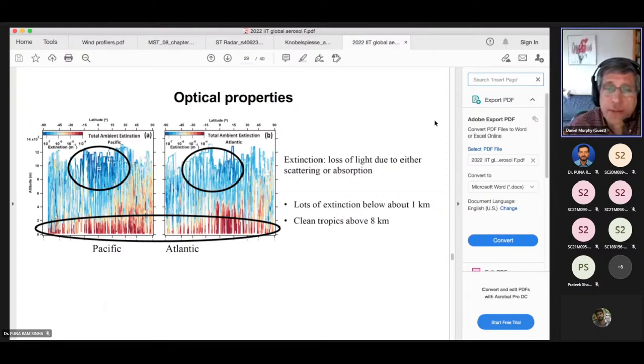So what do you see in some of the extinction values? You see lots of extinction below about 1 kilometer. The atmosphere is haziest near the surface. And again, this is a log scale in the color. So by a large margin, the haziest atmosphere is near the surface. The upper atmosphere in the tropics tends to be the cleanest, above 8 kilometers in tropical regions.